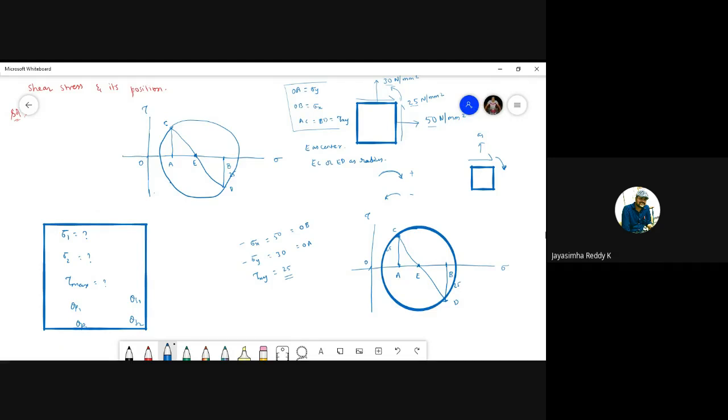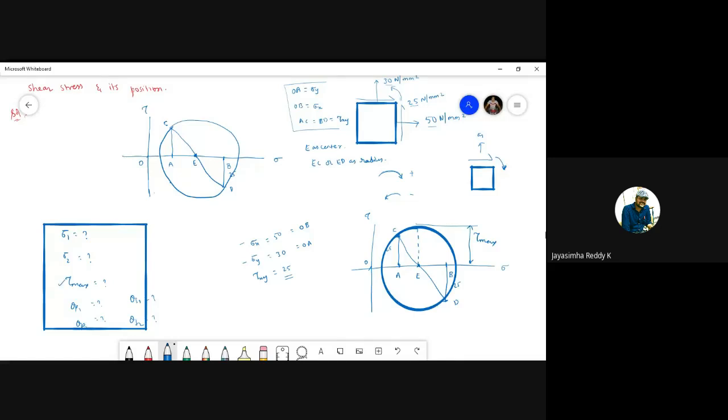After constructing this circle, first and foremost, you have to drop a vertical radius line, and this length of the radius is nothing but tau max. So measure this vertical radius, and this is tau max. Is it clear, guys? Did anyone draw it with an original sketch? Okay, so this is tau max.